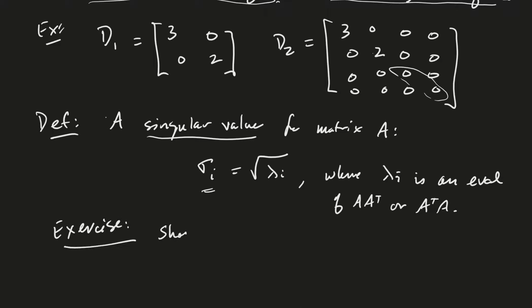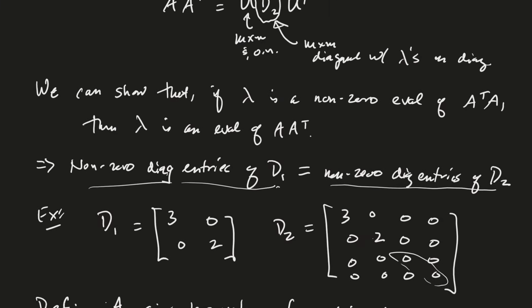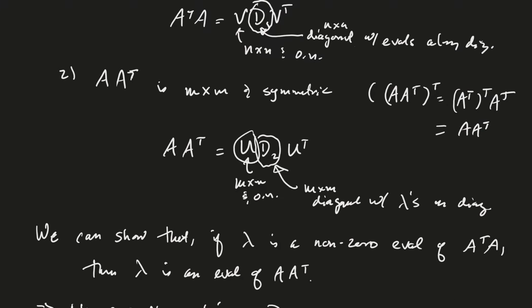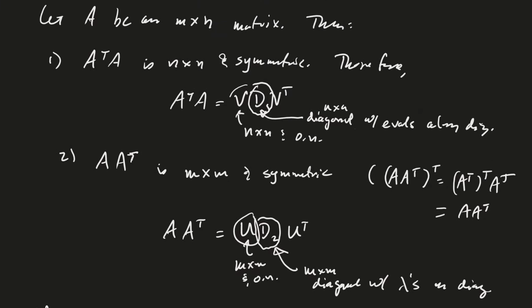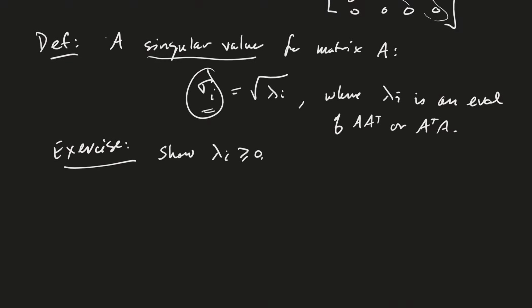Show that lambda I is greater than or equal to 0 if it's an eigenvalue of A transpose A. And there's a little hint there too. Okay, so I've now defined three things, right? I've defined the sigma I's, I've defined the matrix U, and I've defined the matrix V. Okay, and so now I'm ready to put together the singular value decomposition theorem.